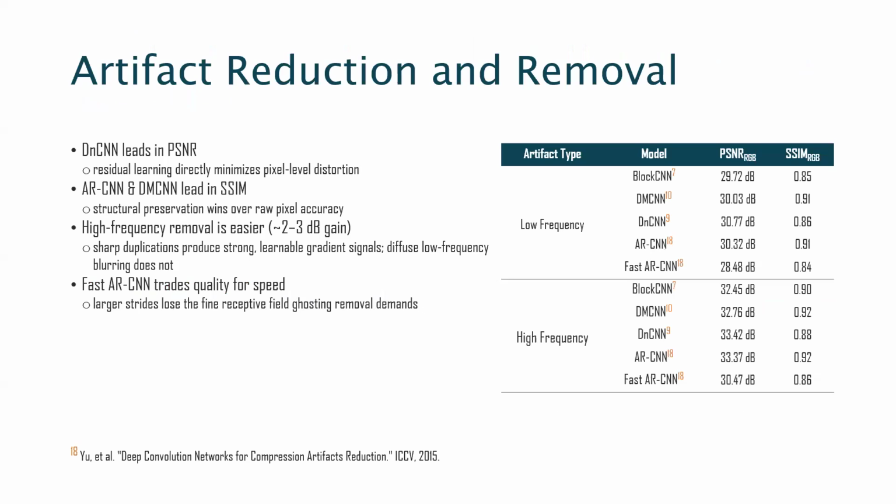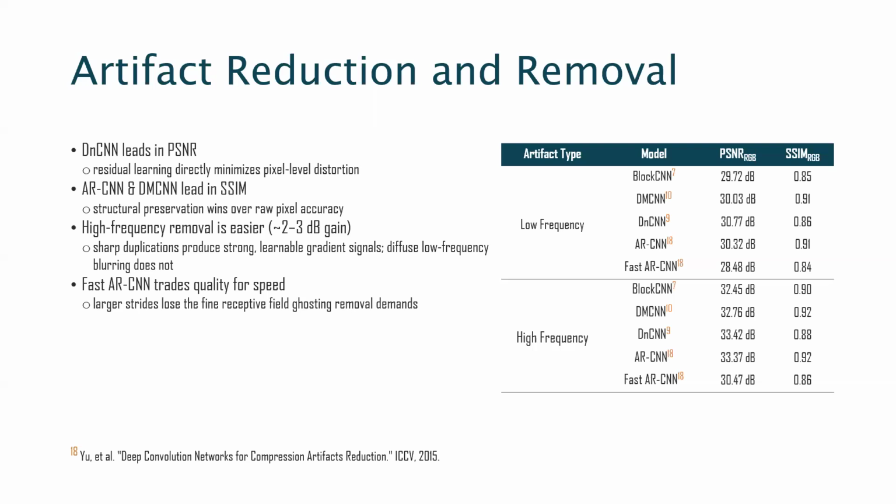These are the parts in which we use the removal methods: DnCNN, block CNN, artifact removal ControlNet, and the Fast ARCNN to remove that. And now comes your question about the PSNR and everything. Although you can see that DnCNN leads in the PSNR in all the case scenarios, be it with the low frequency or the high frequency, it has a 30.77 with an SSIM of 86, while ARCNN has an SSIM of 91 and 92 for the low frequency and the high frequency respectively.